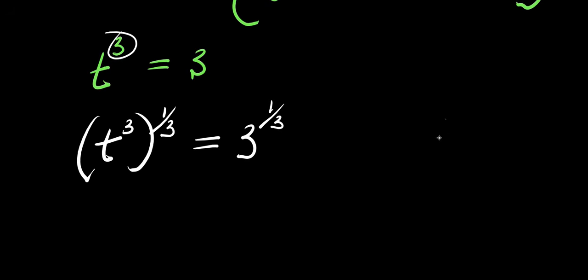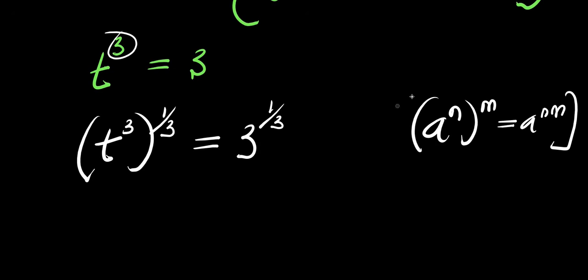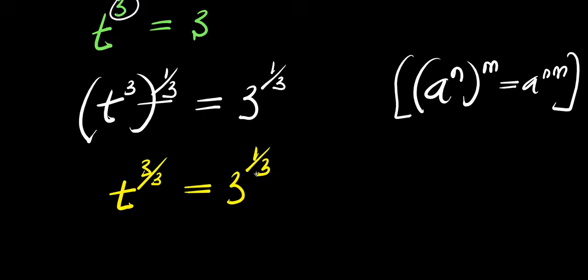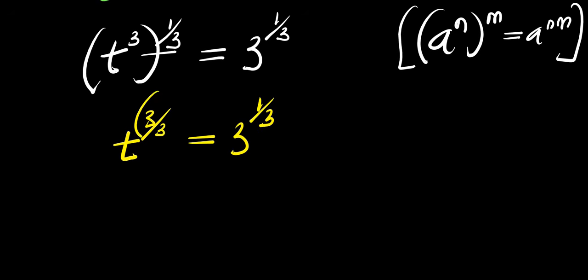So if you have a to the power of n raised to the power of m, this equals a power n times m. So multiply this exponent out. What I'm going to have will be t to the power of 3 times 1 over 3. This is 3 divided by 3. And this equals 3 power 1 over 3. So from here, 3 divided by 3 is 1. So t equals 3 power 1 over 3 as our answer.